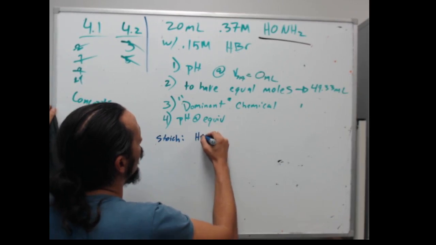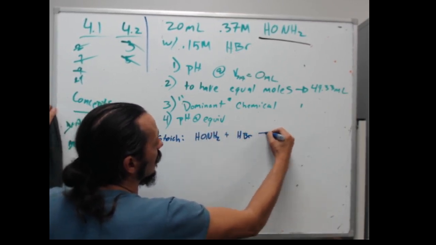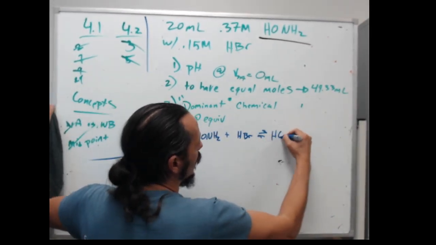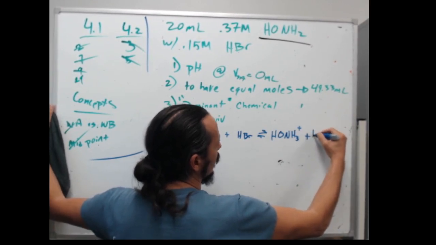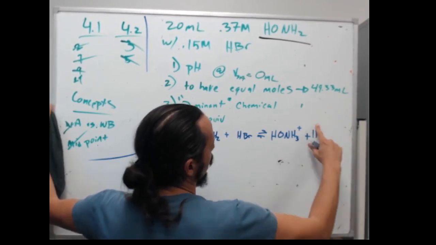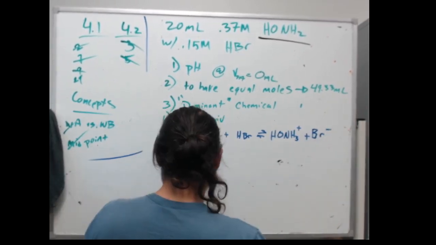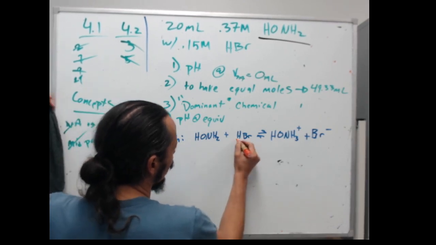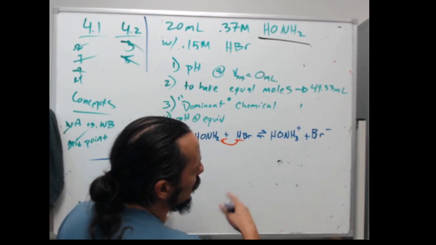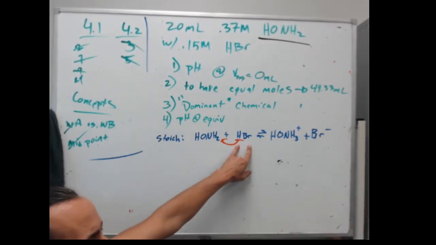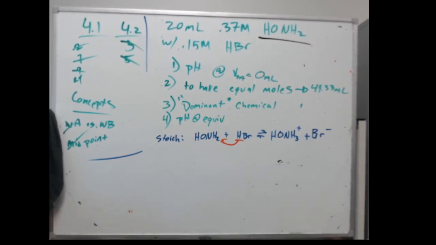We're going to have our HONH2 plus HBr. That's going to go to HONH3 plus Br minus floating around the solution, right? I've got this proton being donated across. Proton donor, proton acceptor. Br minus doesn't matter. I could write this as H3O plus Br minus, and Br minus becomes a spectator ion.